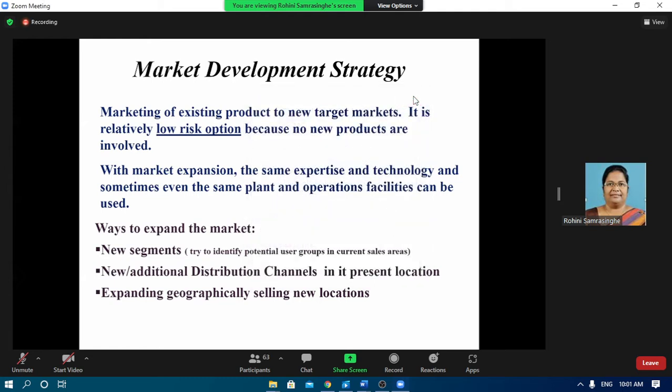Also, if there is no further market that they can expand into within the current location, they can move to other markets, especially new locations at the international level, in other geographical areas, right? So that is the way they can find the market. But this is also, compared to innovation, a relatively low risk option that a company can apply as the market development strategy, right?